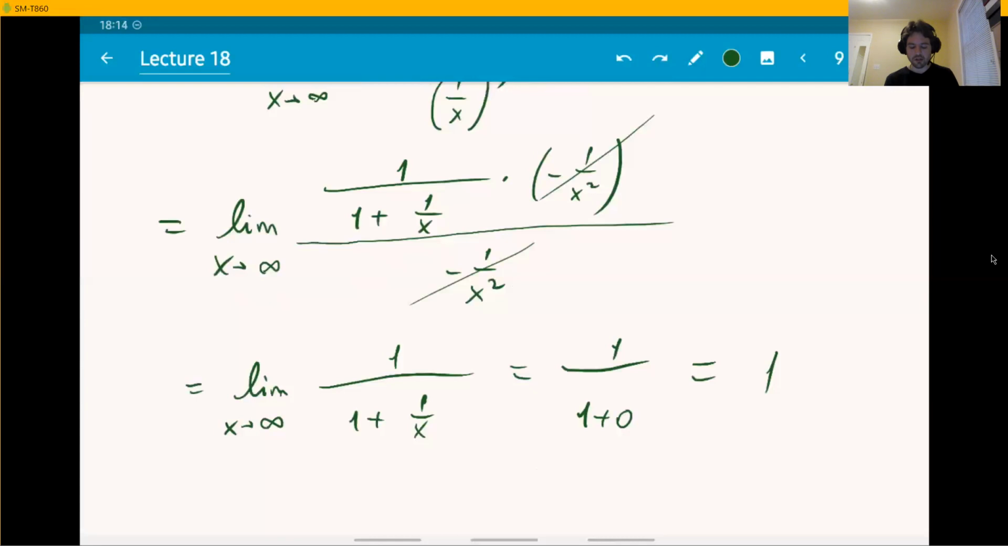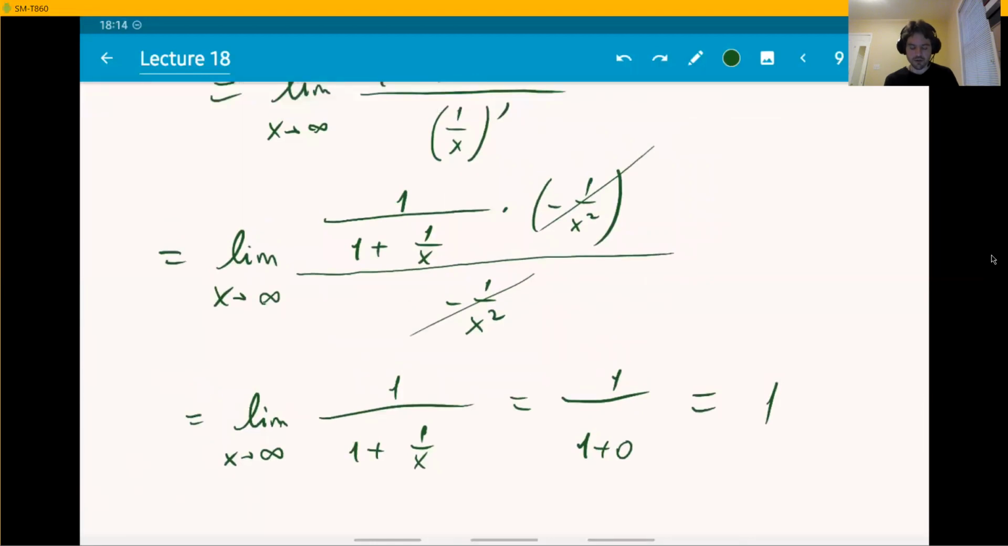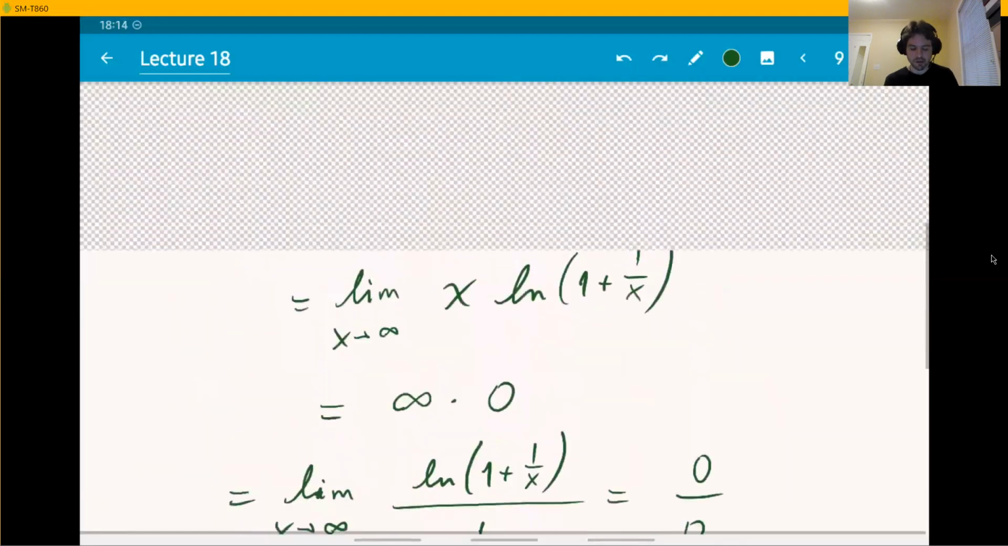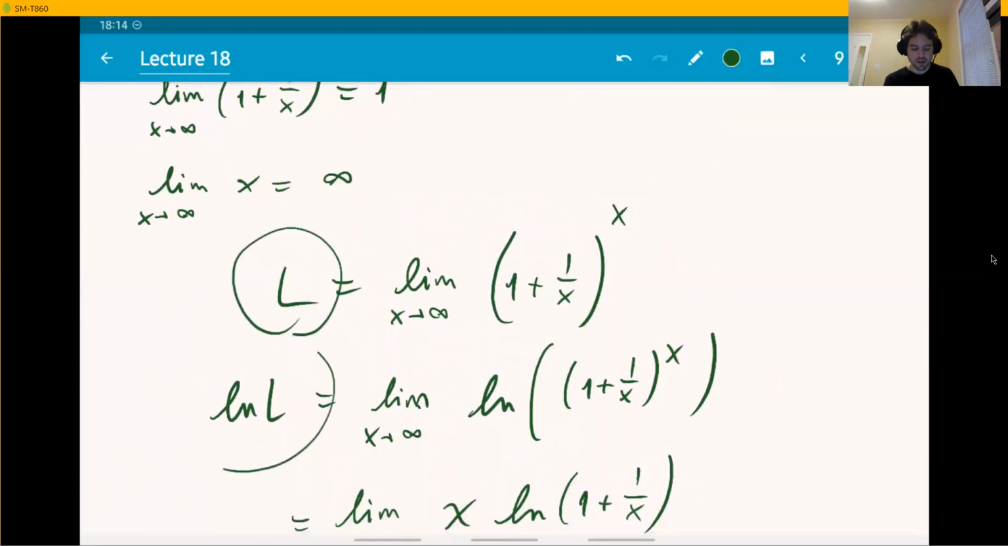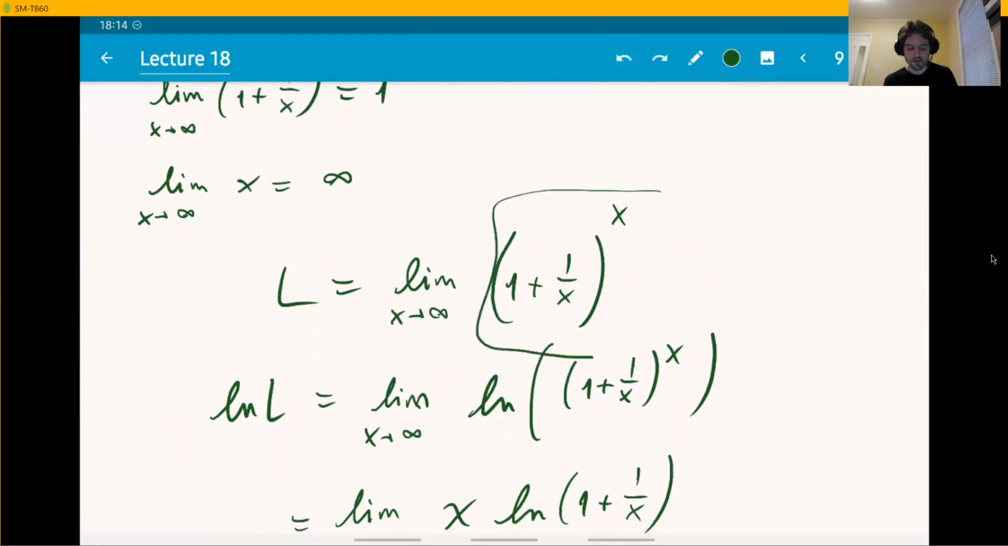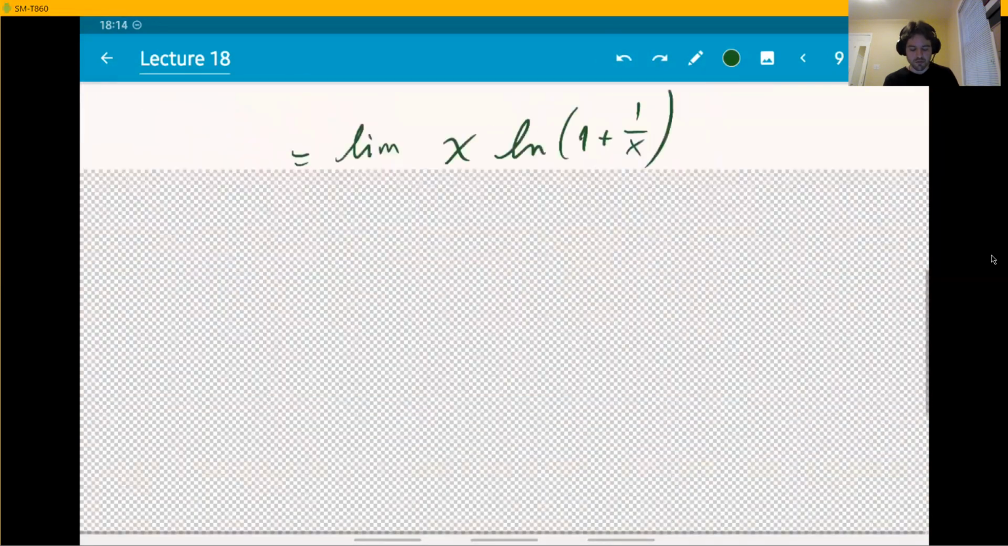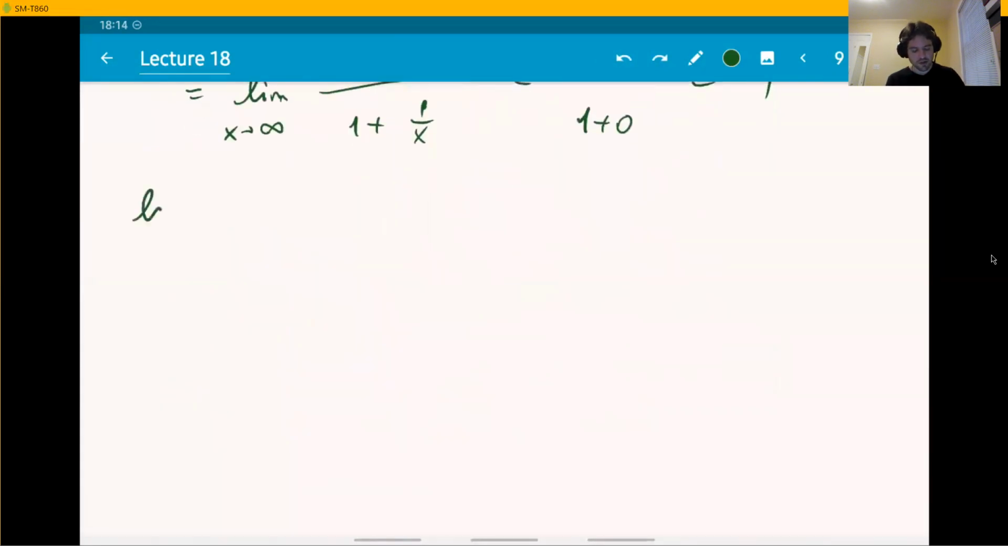Okay, however, this is not the final answer. We're almost there. Let me just go back. If you go back through your chain of equalities, you will remember this is not the limit L that we wanted. This was ln of L. That's the whole point that you need to remember when you have tower functions like this in a limit. ln L is equal to 1. So what is L actually? Just take the e in both sides, e to the 1.